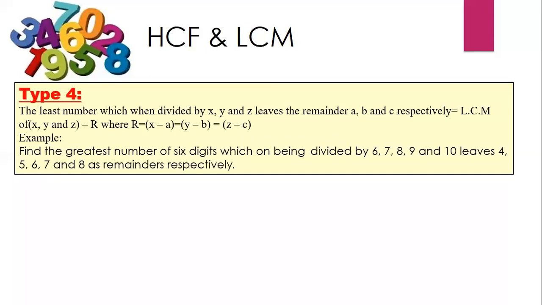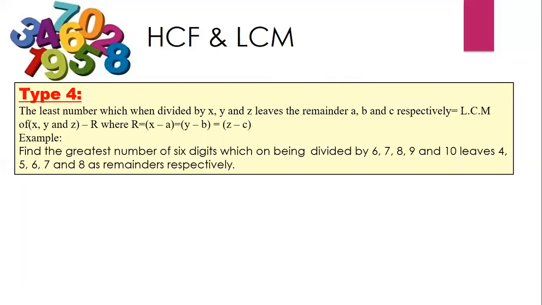Type 4, the least number which when divided by x, y and z leaves the remainder a, b and c respectively. So in that case, what we are supposed to do? We need to find out the LCM of x, y and z and subtract r, where r represents x minus a, y minus b and z minus c. So you will be able to understand with this example.